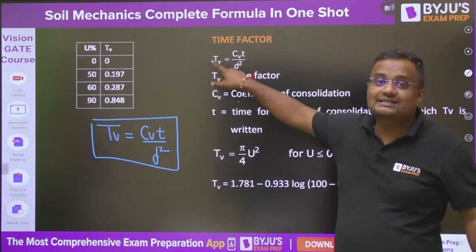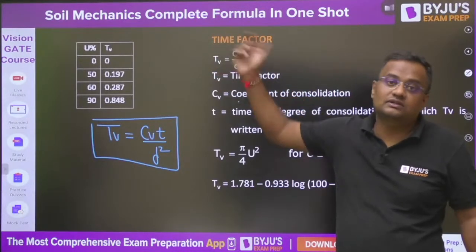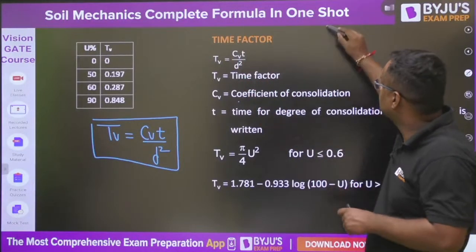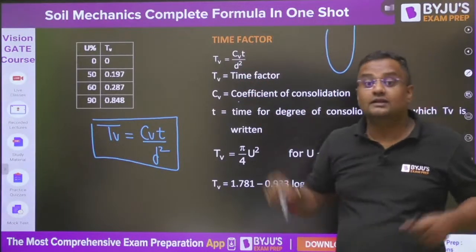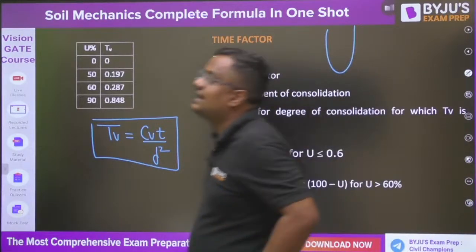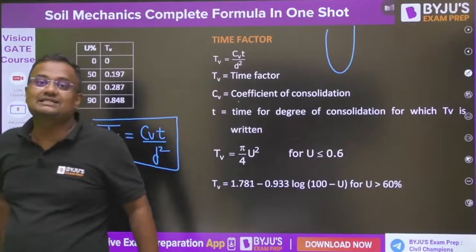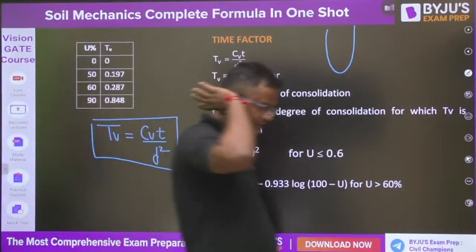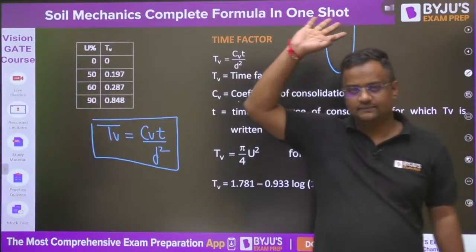Now, TV is a constant that depends on degree of consolidation. Degree of consolidation is represented by capital U. Now, what is capital U? What is degree of consolidation? Suppose a soil has to be settled by 10 centimeter, total settlement 10 centimeter.